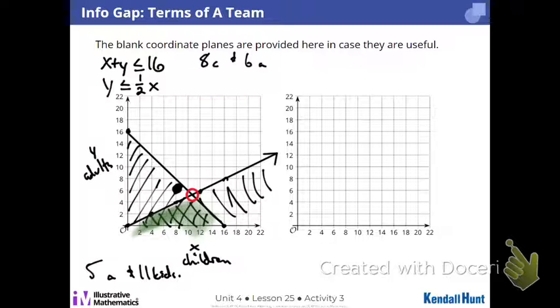So we answered the two questions. Does this work? 8 kids, 6 adults? Mr. Matt, what about 5 adults, 11 kids? That'd be the most adults we could have right here, that red spot. Okay, Mr. Matt. So 5 adults is the most.